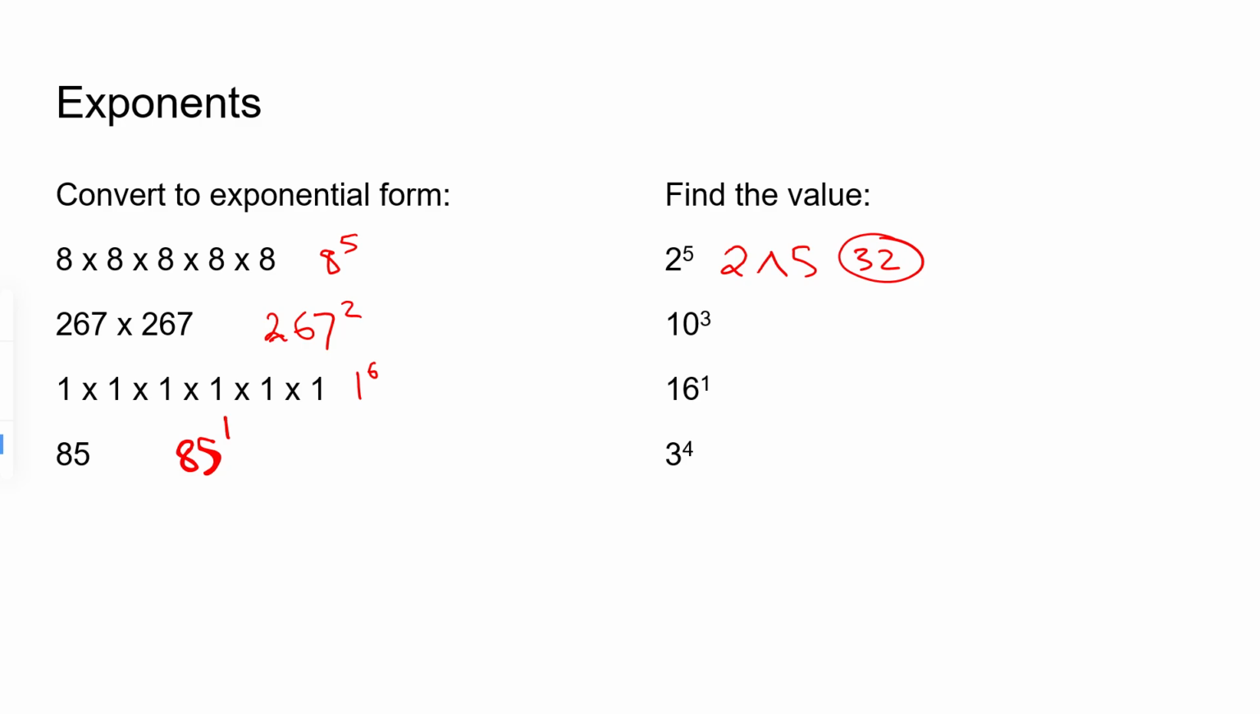10 to the 3rd, 1,000. 16 to the 1 is just 16, and 3 to the 4th is 81.